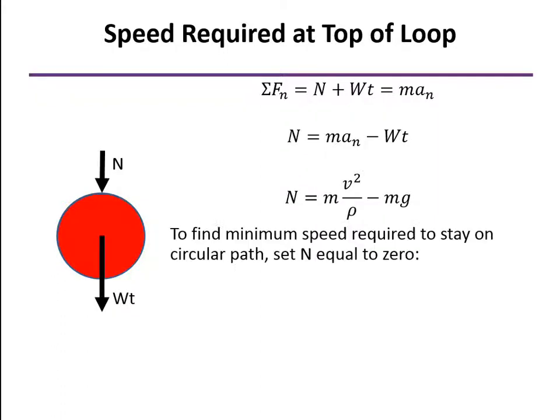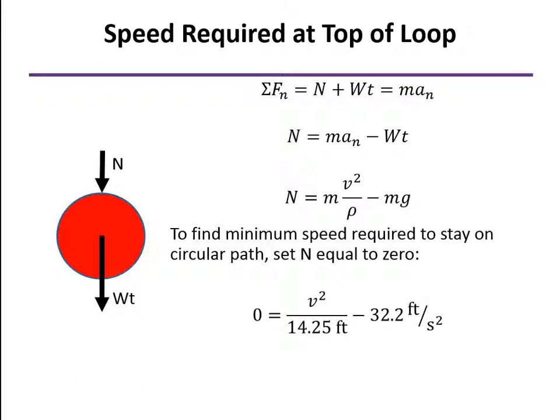Now, the normal force is going to be positive as long as there's contact, and if it goes to zero, of course it can't really go negative because there's no way to create a tensile force between them. But if it's exactly zero, then we're just almost separating at that point. So to find the minimum speed that's required to get around the loop, we want to set N equal to 0 and find the velocity corresponding to that.